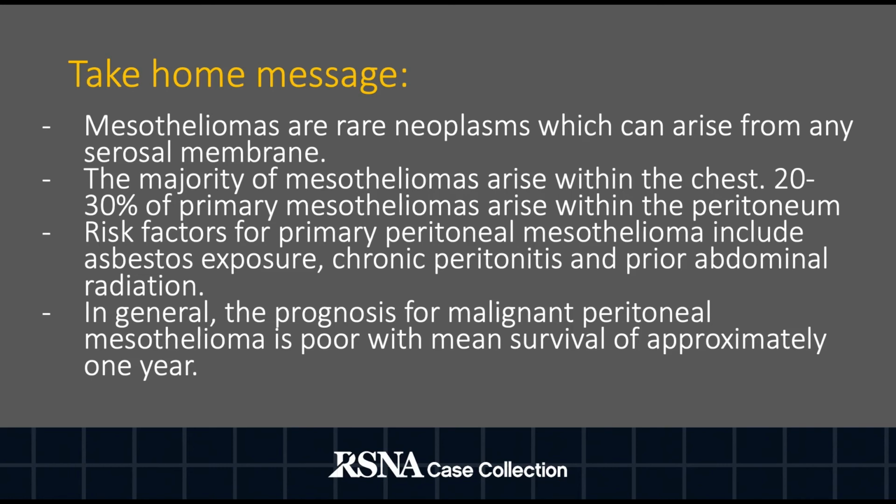Risk factors for primary peritoneal mesothelioma include asbestos exposure, chronic peritonitis, and prior abdominal radiation. In general, the prognosis for malignant peritoneal mesothelioma is poor, with mean survival of approximately 1 year.